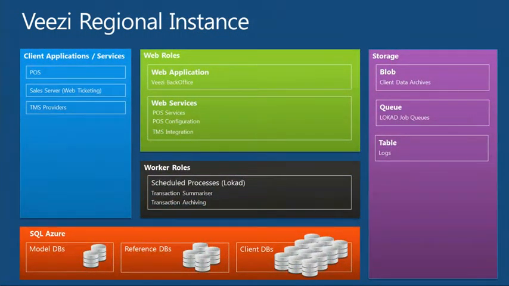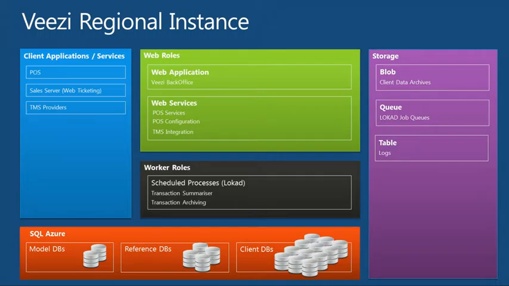Last one before I hand over to Grant. The regional instance is where our web application lives. It's where back office lives. It's where our POS WCF web services live. Okay? And it's also where all of our third-party applications that integrate with us talk to. Okay? For example, we've got a digital projection system that talks to us, and we've got multiple other add-ons that are coming online. They all terminate here.